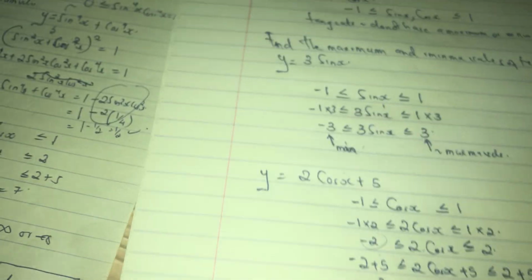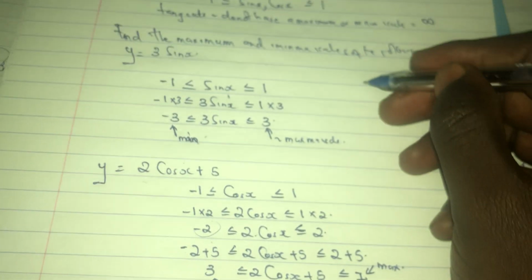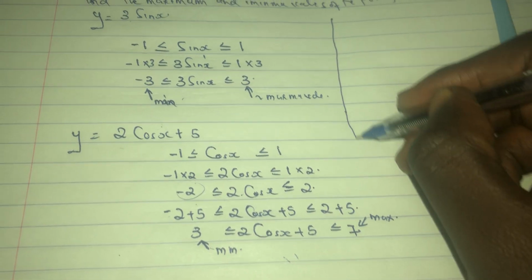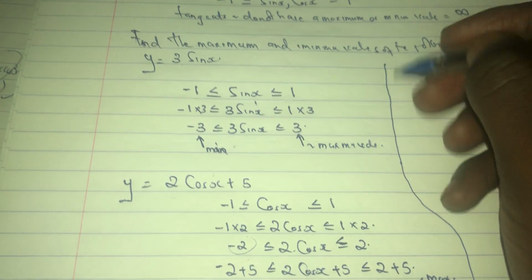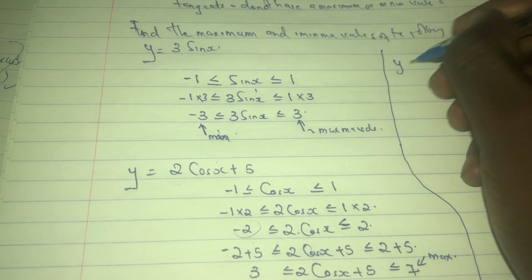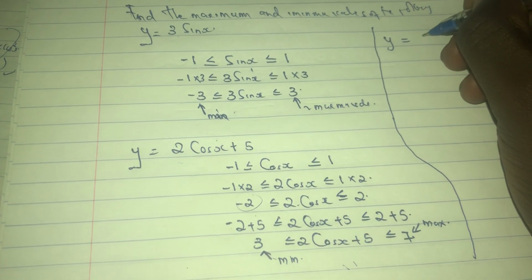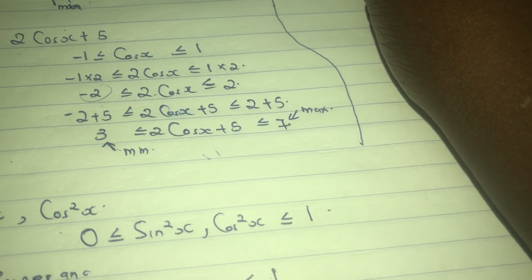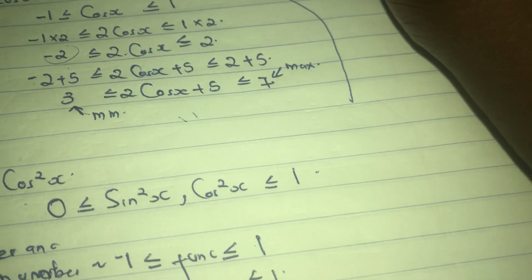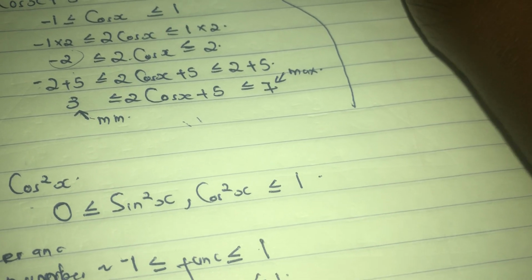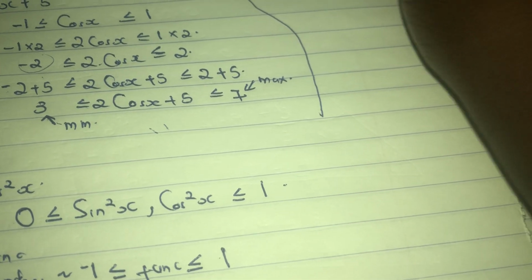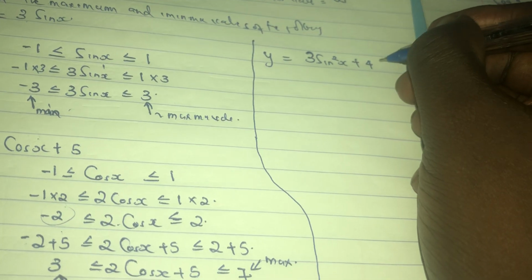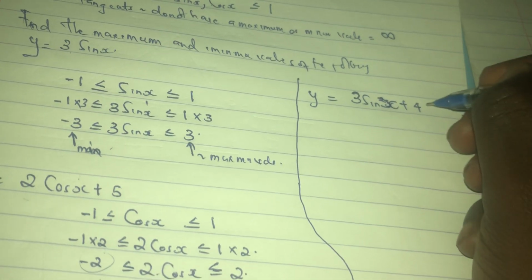There is an example here that I forgot that I wanted to show you in this first part, in case you're given two terms. Let's say for example we have y equals 3 sine x plus 4 cos x.